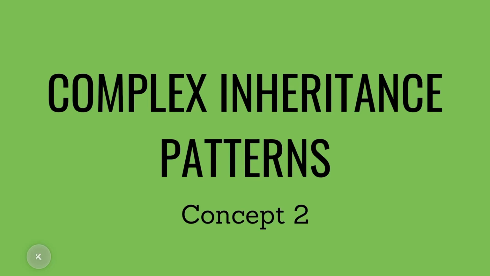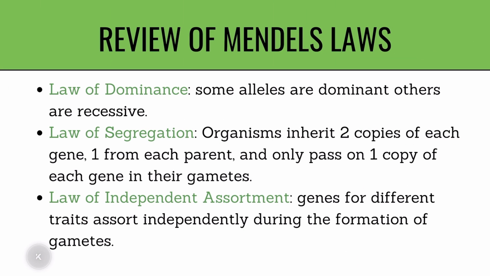Welcome back, guys. We are moving on into complex inheritance patterns, which is concept 2 in our heredity unit. So just reviewing Mendel's laws really quickly from concept 1, you have the law of dominance, which says that some alleles are dominant and some alleles are recessive. If you have a dominant allele, it's going to overshadow the recessive allele. Then you also have the law of segregation that said organisms inherit 2 copies of each gene. One comes from each parent, so you only pass 1 copy of each gene on in your gametes.